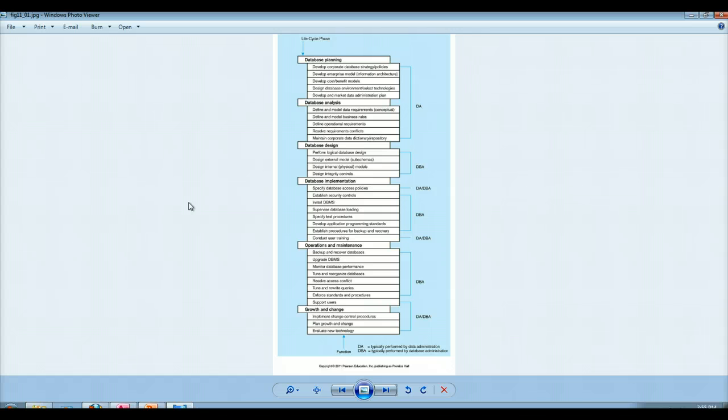The day-to-day operation and maintenance is associated with the database administrator. And then when we get into end user support and then the growth and change phase, that's really something that the data administrator does with the database administrator on a daily basis.